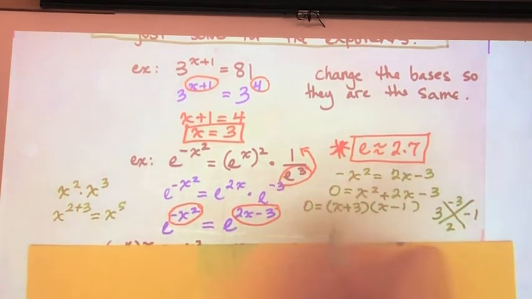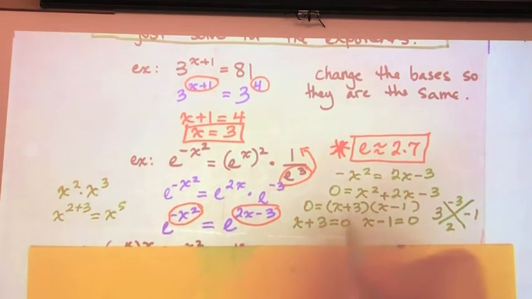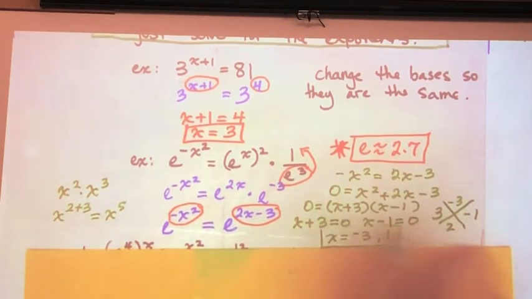and then because I'm using the 0 property, I can just solve these separately. So x plus 3 equals 0, x minus 1 equals 0, and here we get x is equal to negative 3, and x is equal to positive 1 right here. So those are our solutions for this.